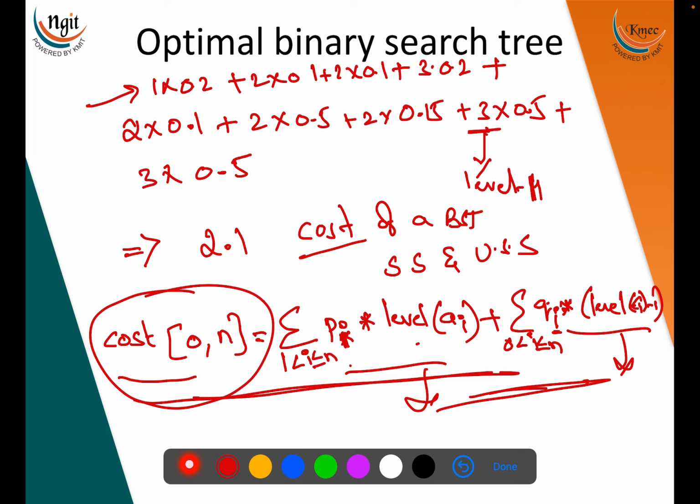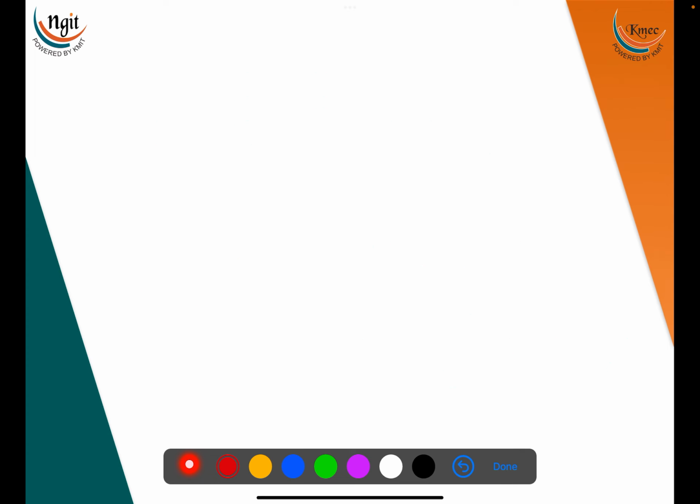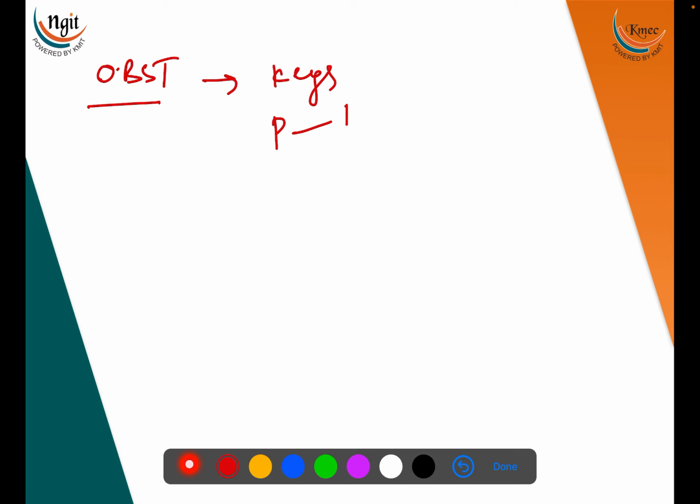Now, what is an optimal binary search tree? The optimal binary search tree is a problem to be solved. If the keys are given and the probabilities pi and qi are given, we have to generate a binary search tree such that the cost is minimum. This is the optimal binary search tree.